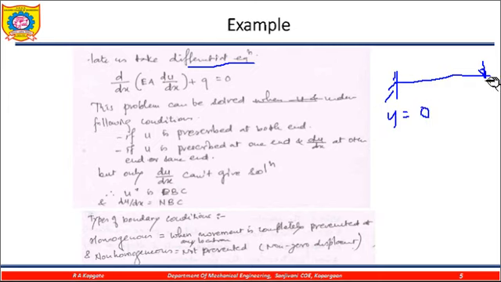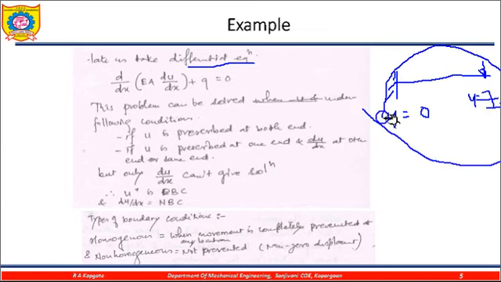Now if I consider that u is also given at this end, say u is equal to 1 or 2, then we know these conditions, and these conditions are sufficient to solve the problem. That's why these are called the essential boundary conditions.